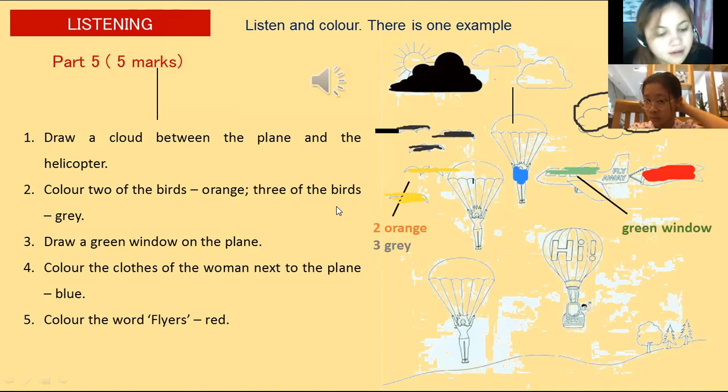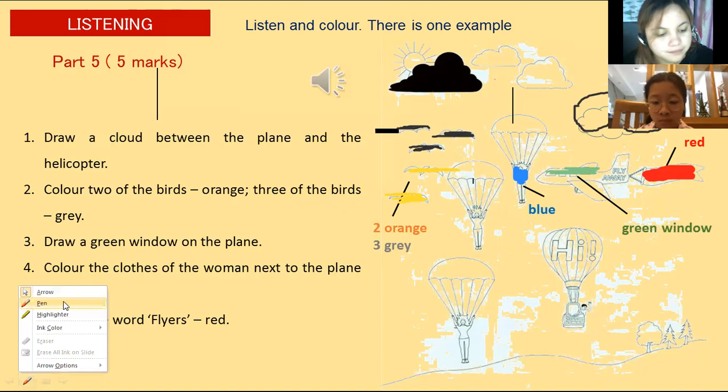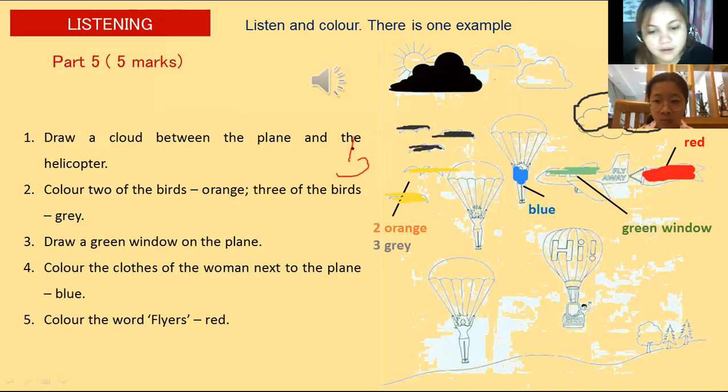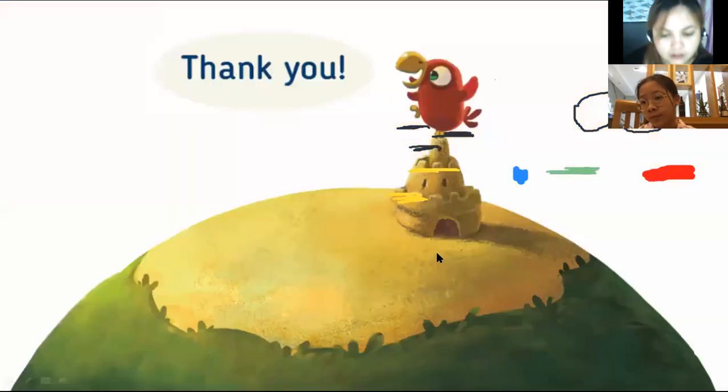Okay, color the clothes of the woman next to the plane blue. And last one, color the word flyers red. Okay, good job, Laura. Okay, very good, because you got a perfect score again and you were able to follow the instructions. Okay, so that's it for the first activity, okay? Now, let's open one more.